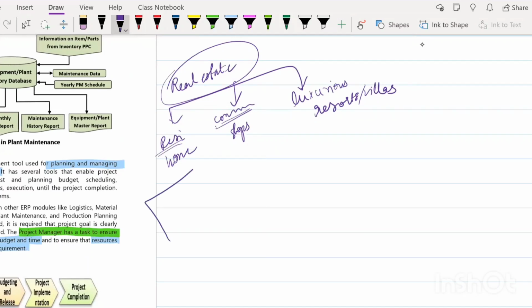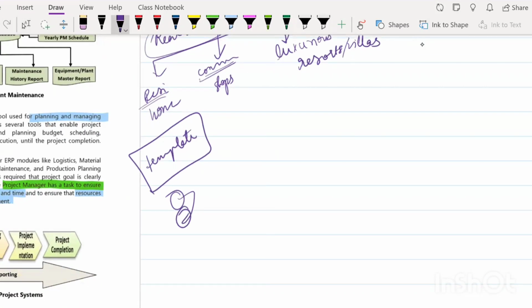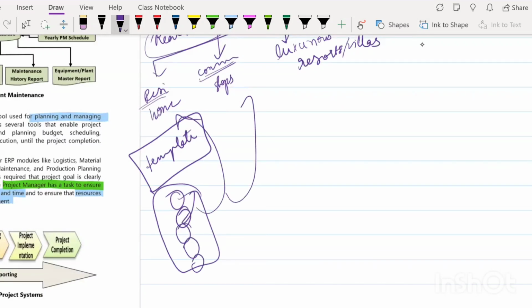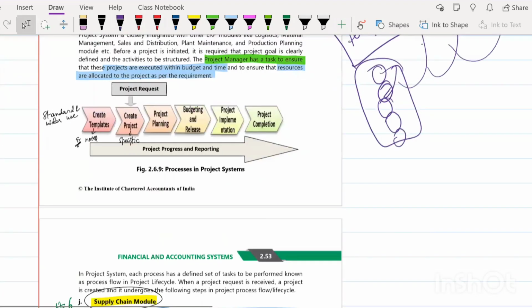buildings already have a preset template: this cement should be used, this stone should be used, this much cement and this much water should be mixed. So all those basic general formats for a home, for a shop building, and for a luxurious villa or resort, they will have a basic template on how to go about it. And further on, if any customization is needed, they'll customize it accordingly, but they'll have a standard template for the same.